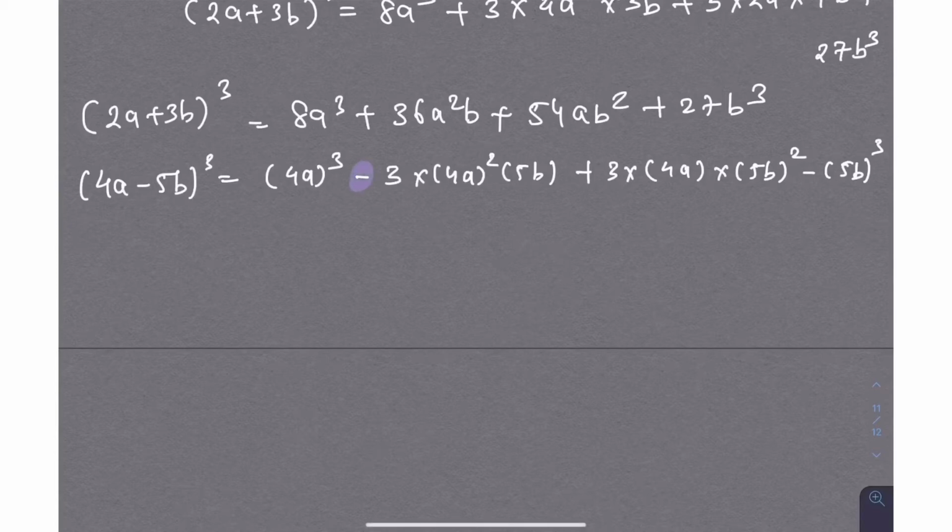We have already put a negative sign over here. Okay, so there is no need to put minus 5b, minus 5b and minus 5b. Otherwise you'll get the wrong answer.